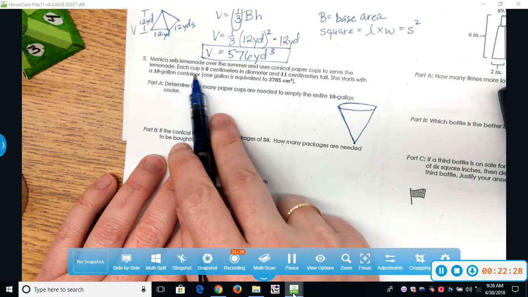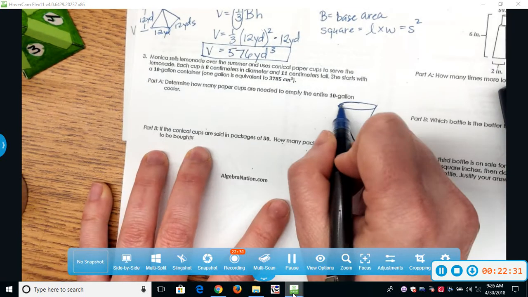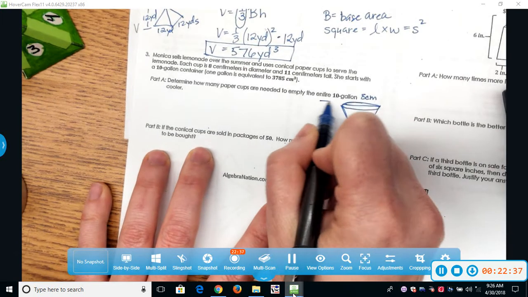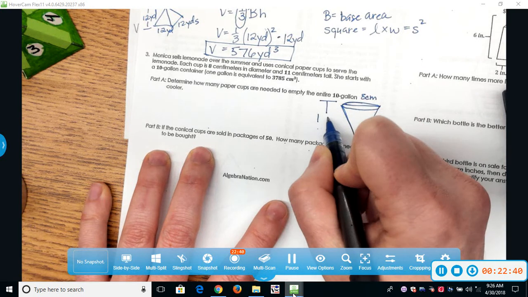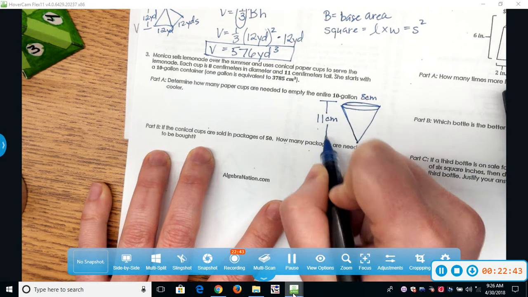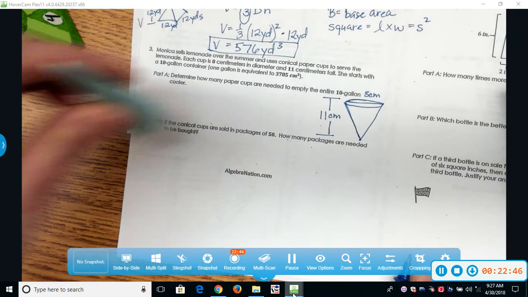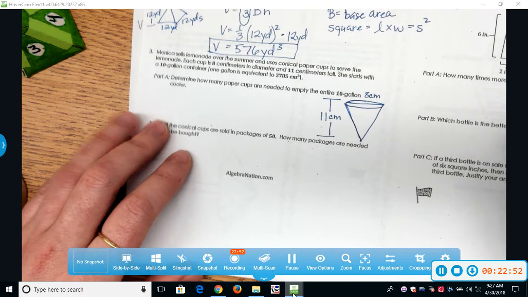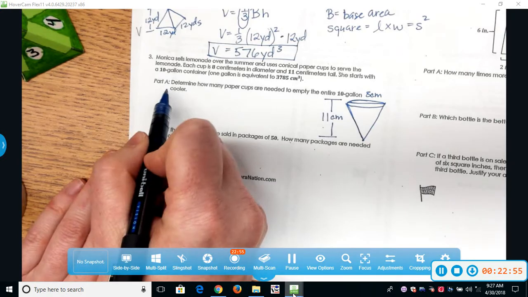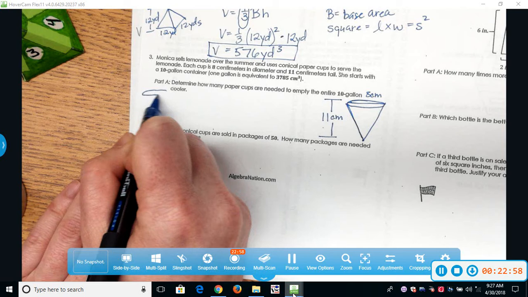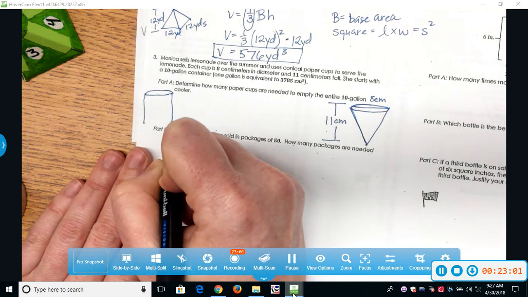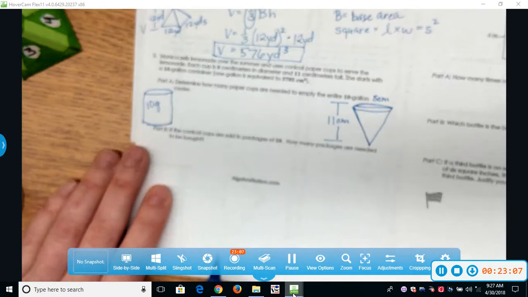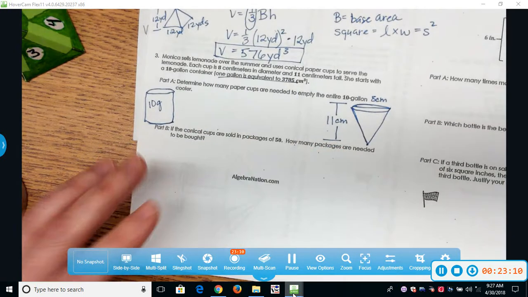All right, each cup is 8 centimeters in diameter, so I'm going to go ahead and label that. And the height, meaning the height of the whole figure, not the slanty height, the height from top to bottom, is 11 centimeters. Okay, they also tell you she starts with a 10-gallon container. Cooler container. 10 gallons. And they give you a conversion factor. Hint.